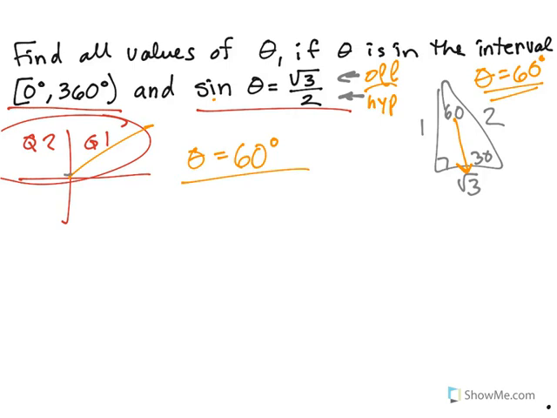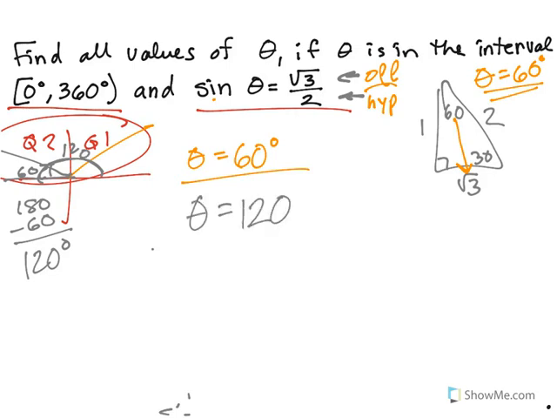But we also have to consider quadrant 2, where the reference angle is 60. So if this is 180 degrees, and I'm going to go up by 60 reference angles, that means at 120 degrees, I also have a reference of 60. So theta could be 60 degrees, or theta could be 120 degrees.